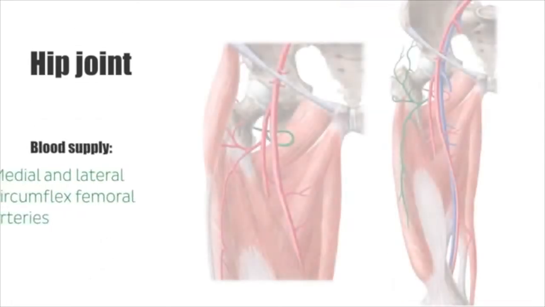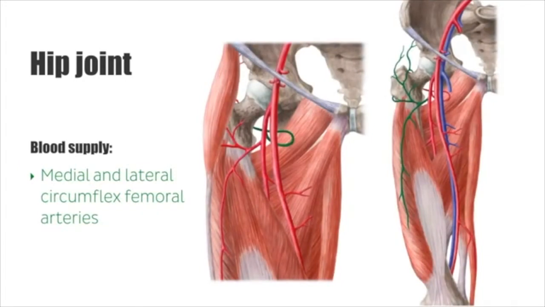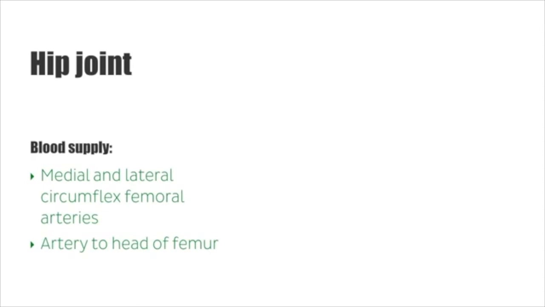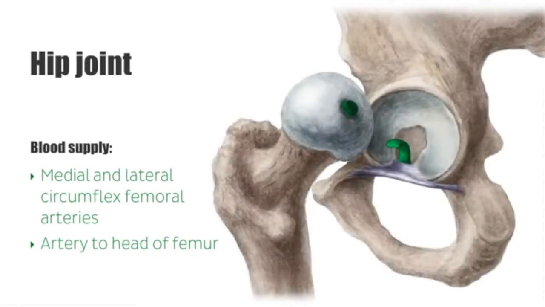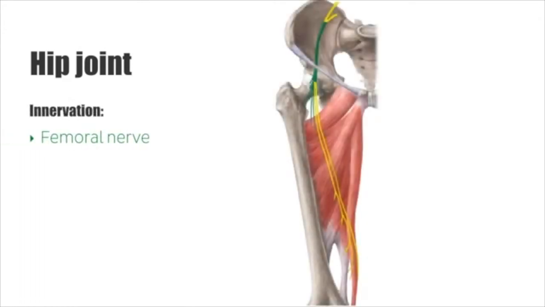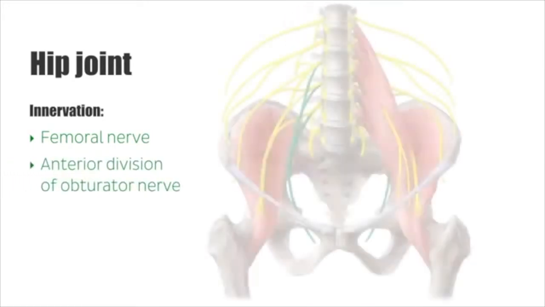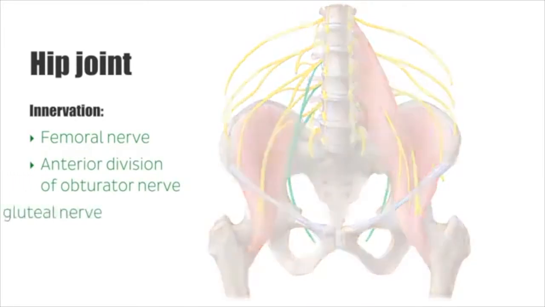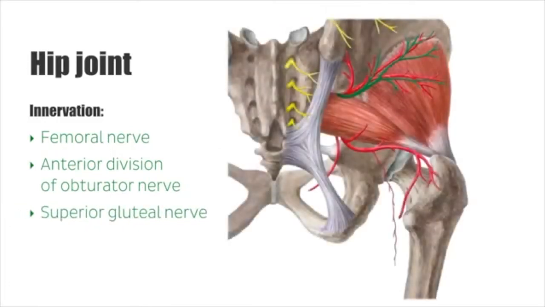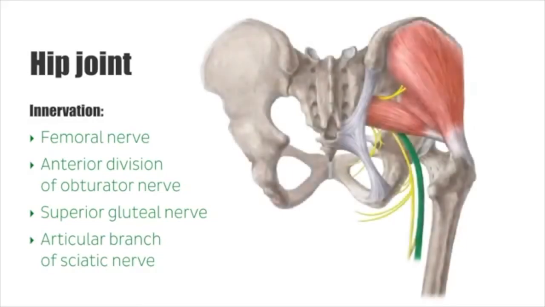And blood is supplied to the hip joint primarily by the medial and lateral circumflex femoral arteries, the medial shown on the left and the lateral shown on the right, and both of these arise from the deep femoral artery, and also by the artery to the head of the femur, which runs within the ligament of the head of the femur, which is shown in green, and the artery to the head of the femur is a branch of the obturator artery. And innervation of the hip joint comes anteriorly from the femoral nerve, inferiorly from an articular branch of the anterior division of the obturator nerve, posterior-superiorly from the superior gluteal nerve, and laterally from the articular branch of the sciatic nerve.